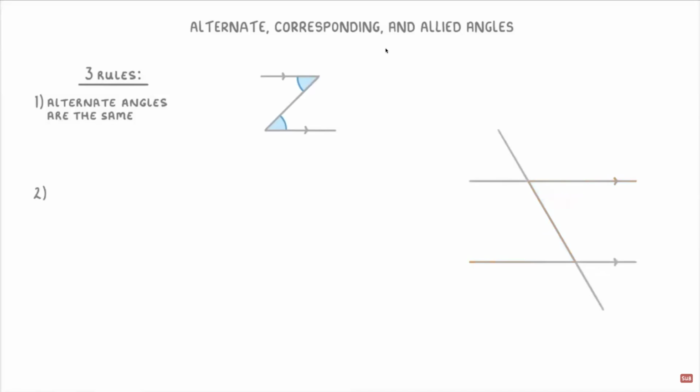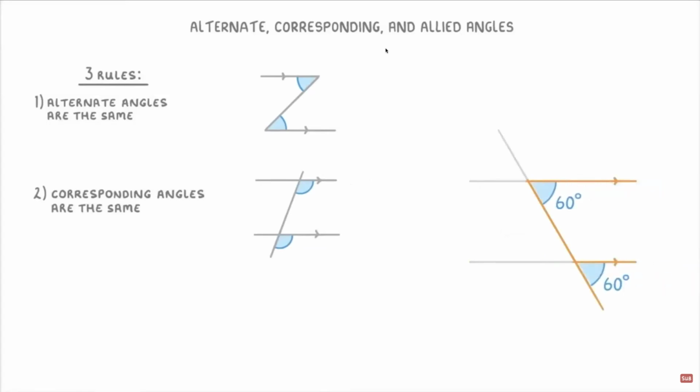The second rule is pretty similar, but says that corresponding angles are the same, and corresponding angles are these two angles that you find in an F shape. For example, on our diagram, the F shape is here. So these two 60-degree angles are corresponding angles.